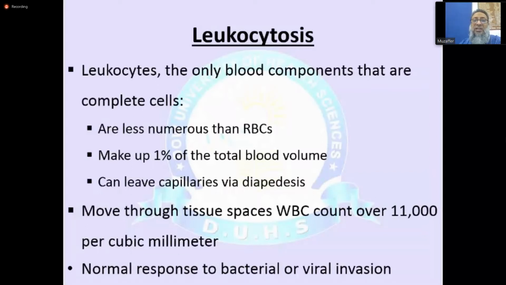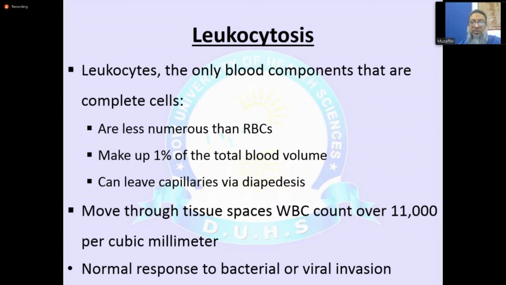All are less numerous when compared with the red blood cells. They make up 1% of the total blood volume, and they have a property which is called diapedesis. That means they can move through the tissue spaces and they migrate from the blood capillary to the interstitial area outside the capillaries to fight against the invading microorganisms.